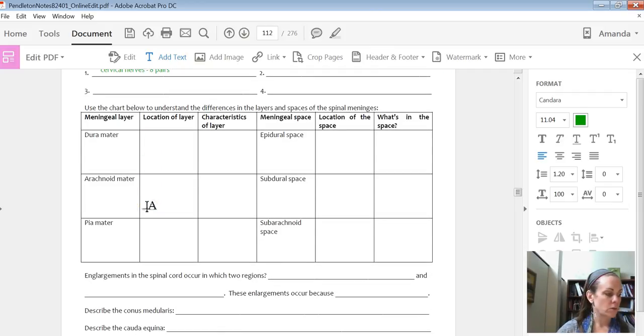We've gone through the meningeal layers. Again, just like with the brain, the dura mater is going to be a very thick and tough layer, and the arachnoid mater is going to have those web-like portions. Pia mater is thin, and it hugs the cord. And again, for the location of the space, the epidural space is going to be outside, or you could say superficial to, the dura mater.